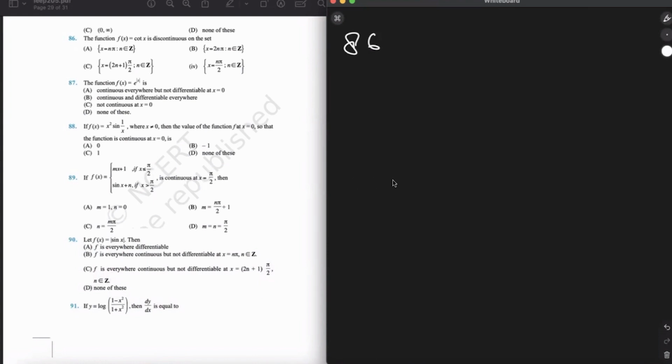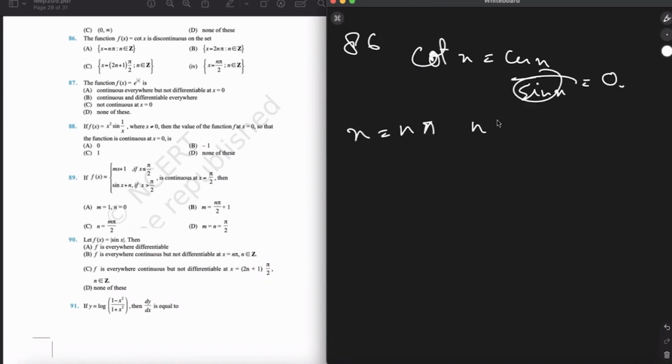In question number 86, the function f(x) is equal to cot x is discontinuous on the set. We have to just tell the set. So what is cot x? Cot x is cos x upon sin x. So wherever sin x is equal to 0, the function will be discontinuous. And where is sin x equal to 0? At x is equal to n pi, where n belongs to an integer set. So option A is the correct answer.